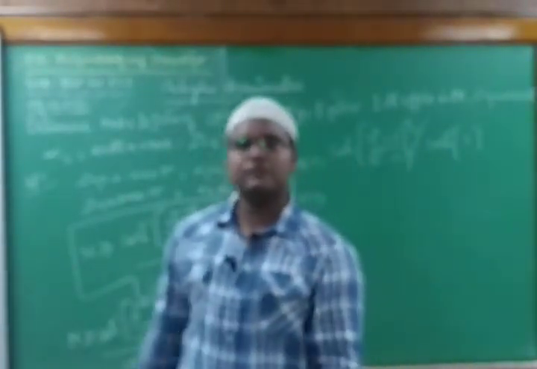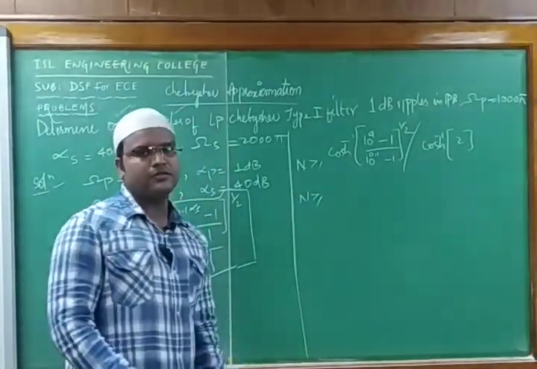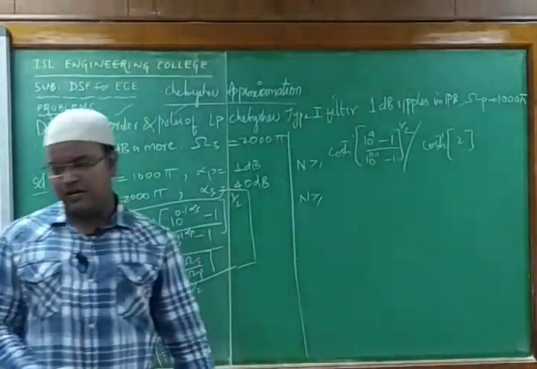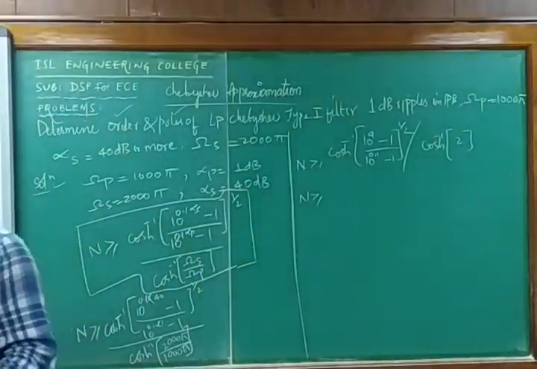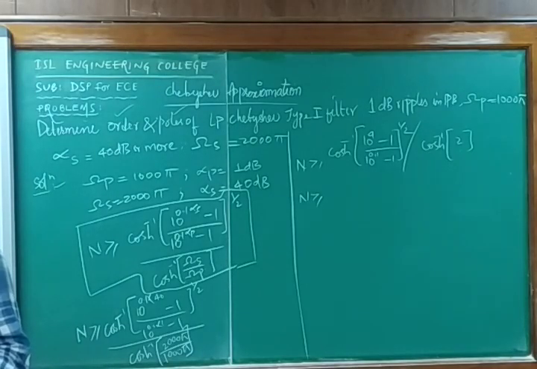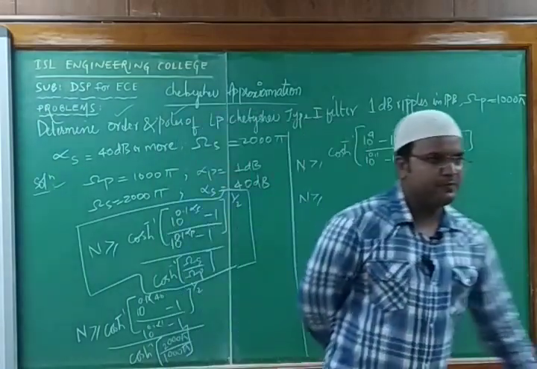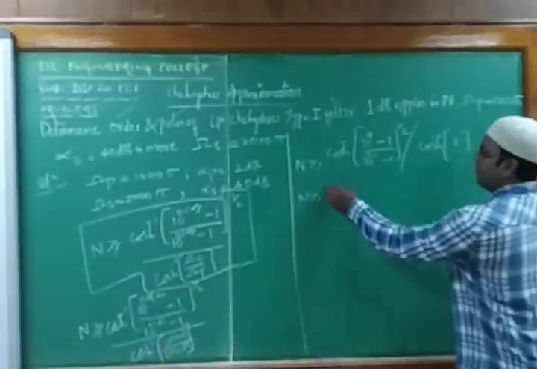N is greater than or equal to cosh inverse of 10 power 4. What is 10 power 4? It's 10,000. 10,000 minus 1 is 9999. If I put this value in the calculator, I'm getting (10 power 4 minus 1) by (10 power 0.1 minus 1), whole power 1 by 2, divided by cosh inverse of 2. So we are getting 4.536.